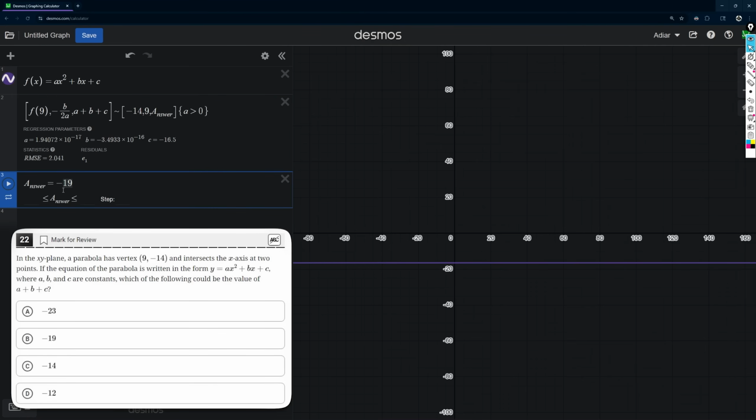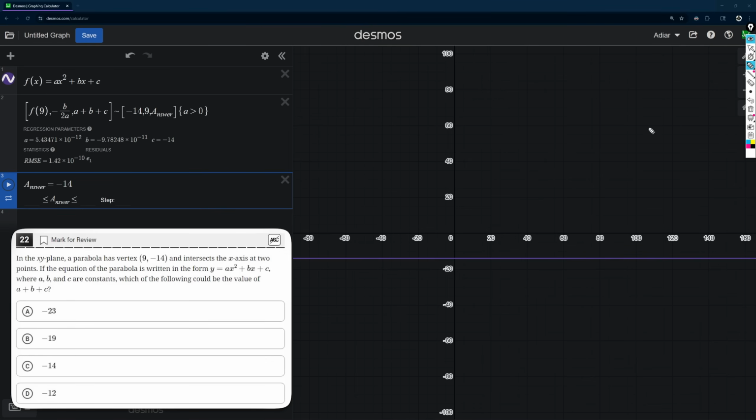Now watch what happens when we do negative 14. Negative 14, we get a really, really small value for RMSE. And I usually tell people if RMSE looks this tiny, then it's basically 0. However, there's a bit of a problem. So if we do this question mathematically, which I don't want to do, but you can do it if you want to. I mean, it's not super hard, but it's just time consuming and it's a lot faster with Desmos. What you'll end up getting is that a plus b plus c has to be greater than negative 14.